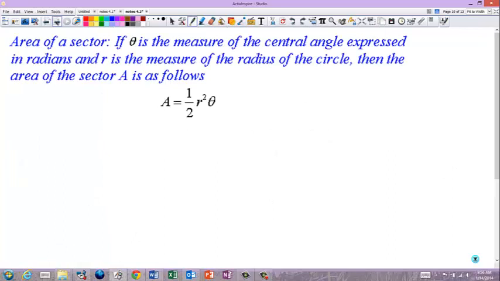The area of a sector formula says if theta is the measure of the central angle expressed in radians and r is the measure of the radius of the circle, then the area of the sector is 1/2 r squared theta, where theta is in radians.